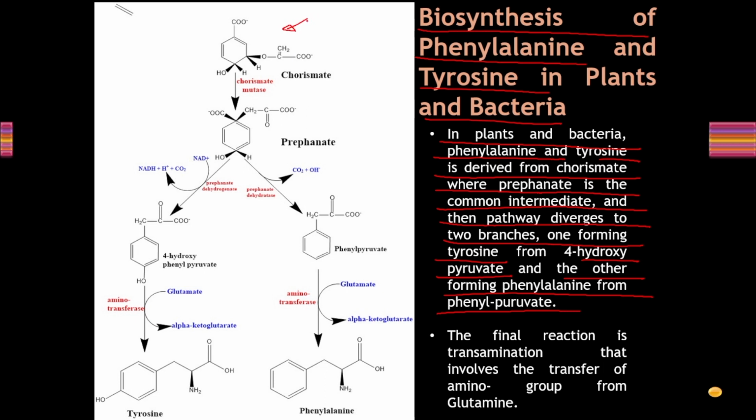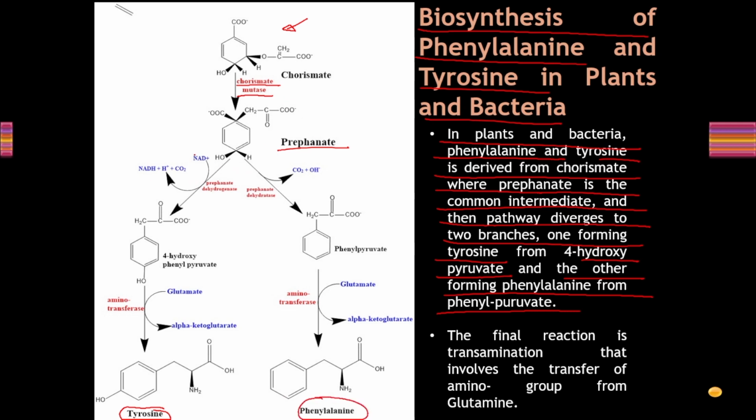You might have seen how the chorismate is formed, where the phosphoenol pyruvate and the erythrose 4-phosphate react with each other and form the chorismate, and the chorismate is converted into the prephenate by the enzyme called chorismate mutase, and the prephenate diverges into two pathways. One gives rise to the synthesis of the tyrosine, the other gives rise to the synthesis of phenylalanine.